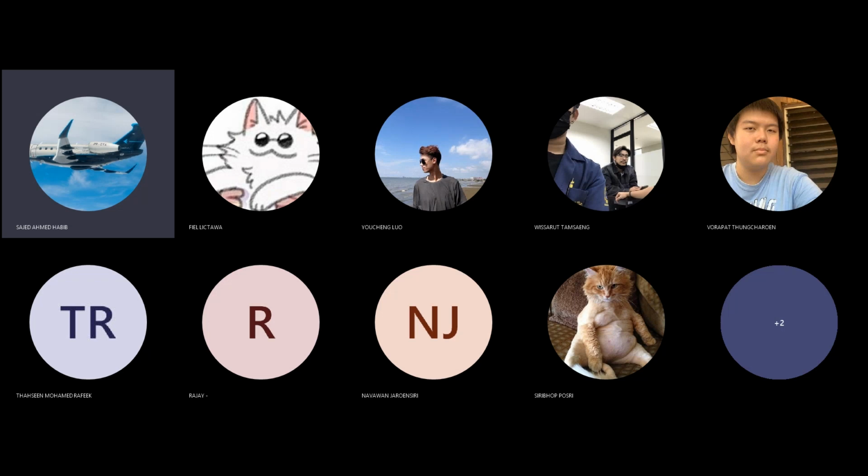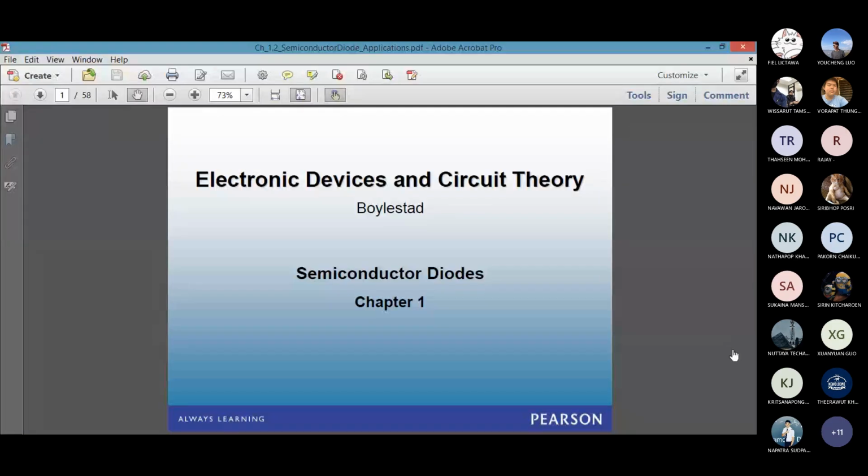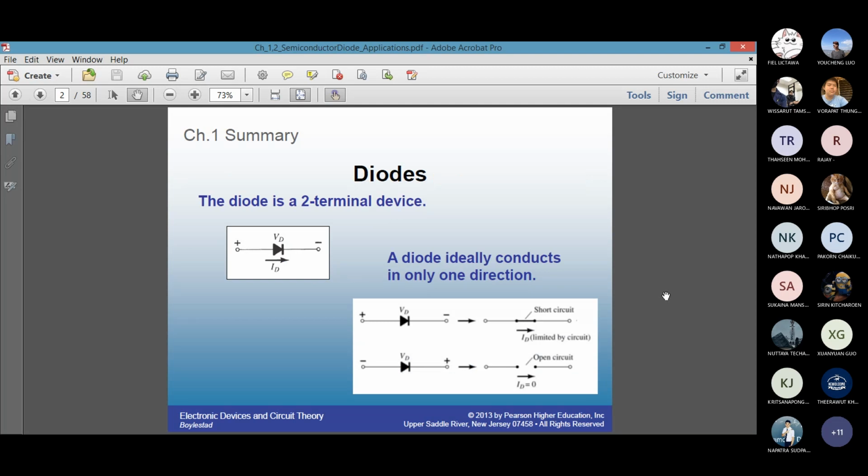I'll open my screen to share with you. We'll go to the topic of chapter 1 and 2, semiconductor diodes, which is the building block for this course. I hope you can see that on the screen. First, we learned about a diode, which is a 2-terminal device, ideally conducting only in one direction.